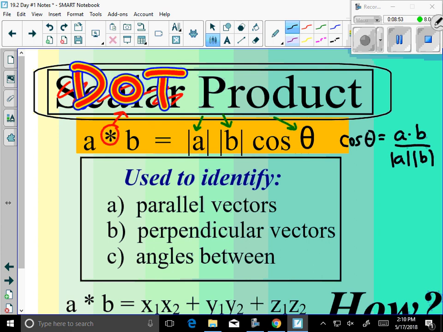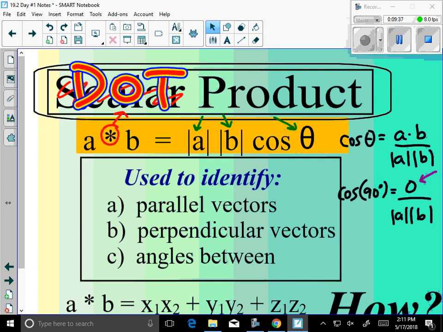Agreed? Let's talk real quick about two numbers we know really well with cosine. What's the cosine of 90 equal to? 0. So if the vectors are perpendicular, what's true about the dot product? Yeah, the dot product is 0. So if the vectors form a 90-degree angle, the dot product is 0. You don't even know what the dot product is yet, but just wait, we'll get there. I have something for you in a minute.